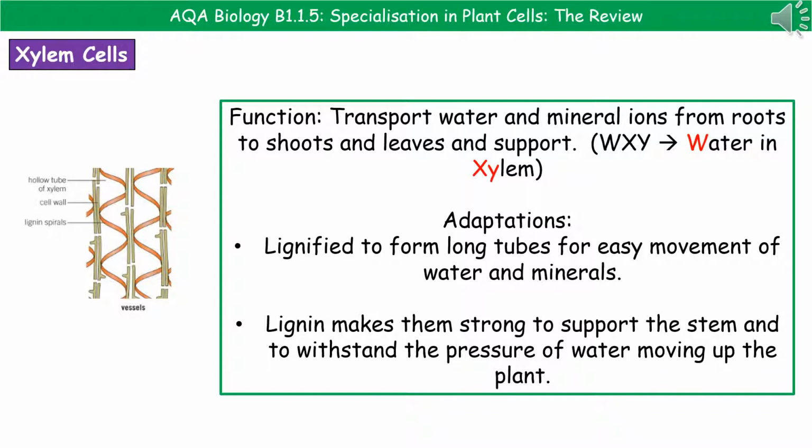The way that they're actually adapted for this is that the walls of those cells have become lignified, so they've had a chemical called lignin injected into them. And that means that they can form these really long tubes, as you can see in the diagram on the left there, so that the water and the mineral ions can move very easily throughout those big tubes. The lignin is also going to make them nice and strong, and that means it's going to help support the stem, and it can withstand the pressure of the water moving up the plant there.